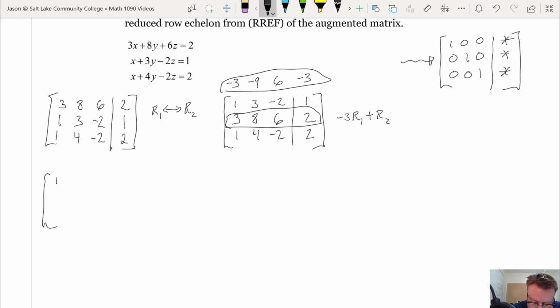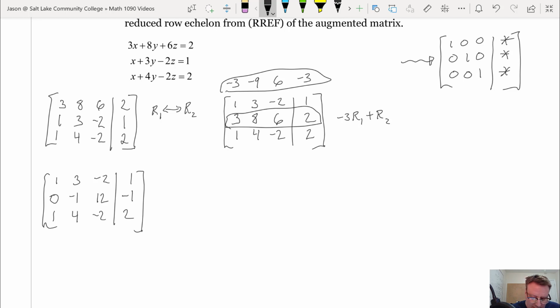So the first row stays the same, 1, 3, -2, 1. The second row changes though. I get a 0 here. -9 plus 8 is -1. 6 plus 6 is 12. -3 plus 2 is -1. But the third row stays the same, 1, 4, -2, 2.